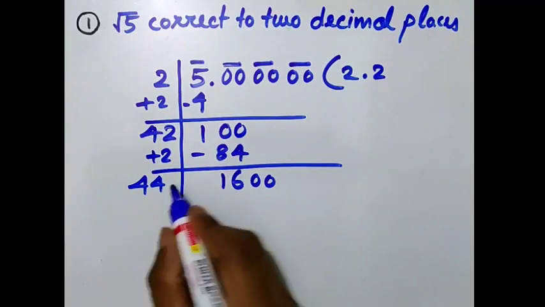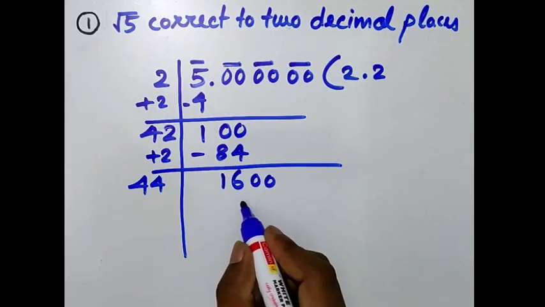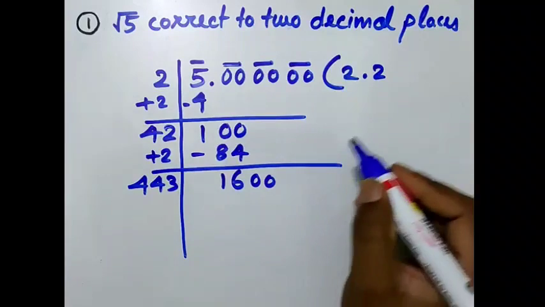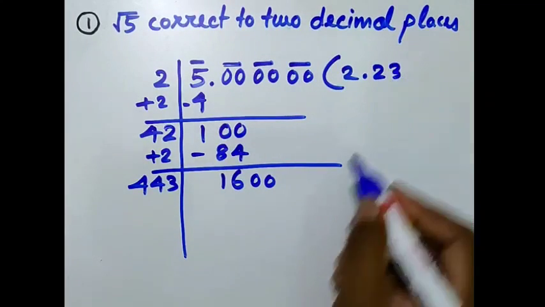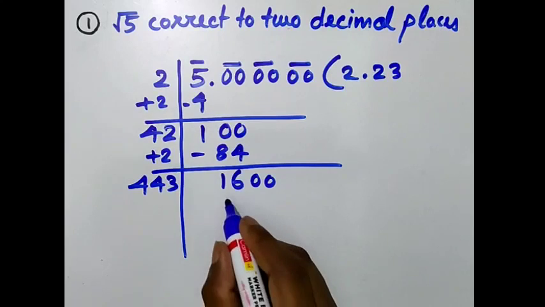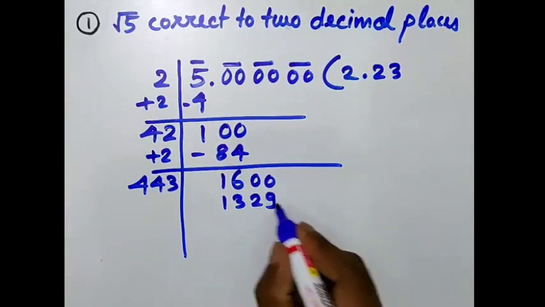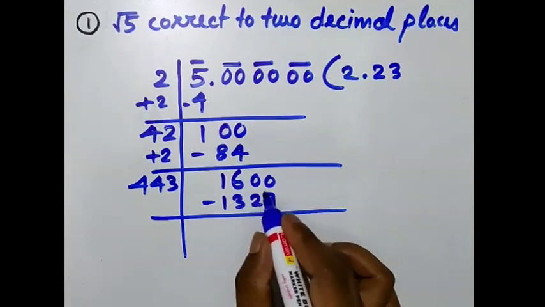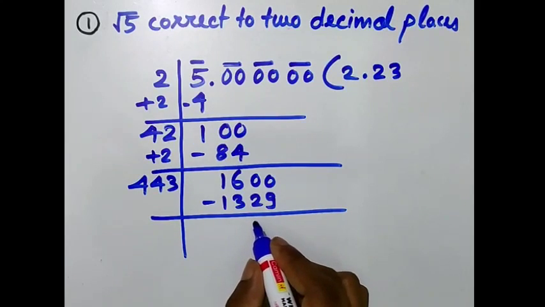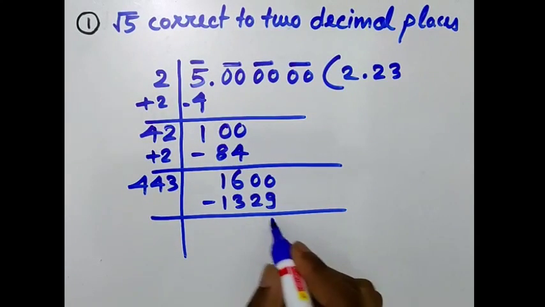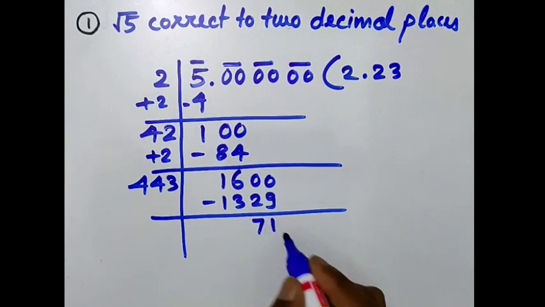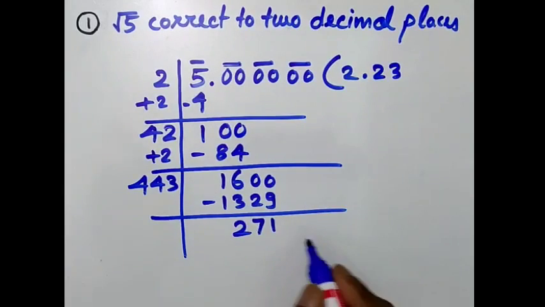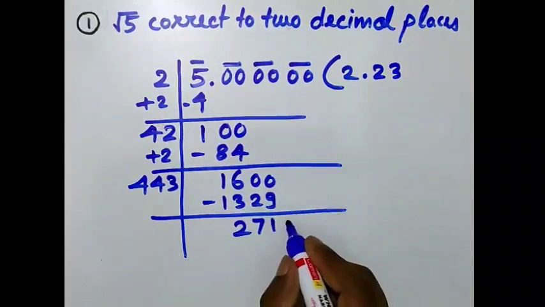And what number should we take here and multiply the same to get 1600 or less than that? Let's take 3. So 443, 3 times will give us 1329. Let's subtract. So what will we get? 271. Then we'll carry down the 2 zeros.